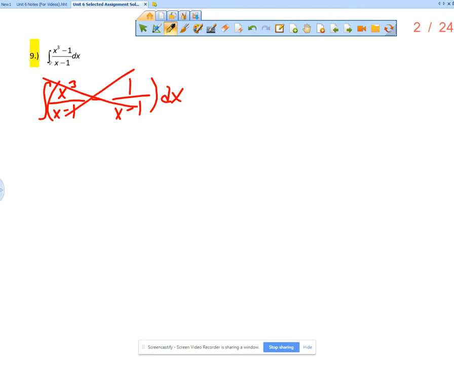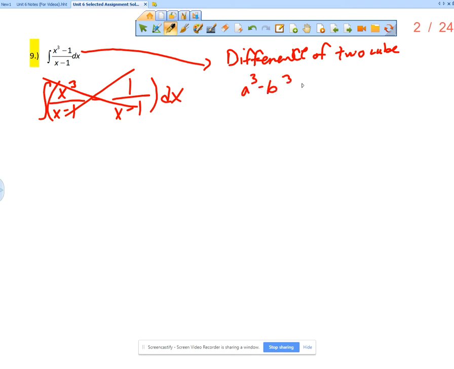So what we actually want to do is reduce the fraction x cubed minus 1 over x minus 1. There are two ways you can do it. You can remember how to factor the difference of two cubes. If I have a cubed minus b cubed, that is equal to a minus b times a squared plus ab plus b squared. If you realize that, then you could factor it like that. But if you don't, then you would have to revert to synthetic division.